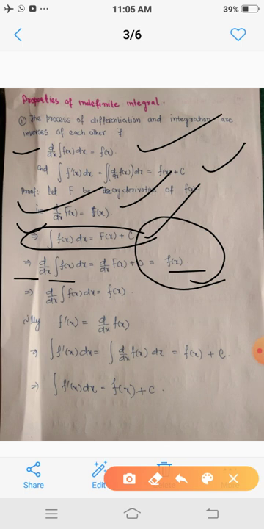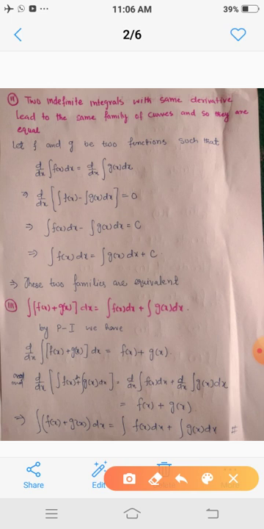Similarly, we can prove the second one, that is integral f dash of x dx equals f(x) plus c. We can prove it by using f dash of x equals d by dx of f(x), which implies that the integral of f dash of x dx equals the integral of this very quantity. The integral of this very quantity is simply f(x) plus c. You can check this by using the definition of indefinite integral. So this means that integral of f dash of x dx equals f(x) plus c. So this is the first property.